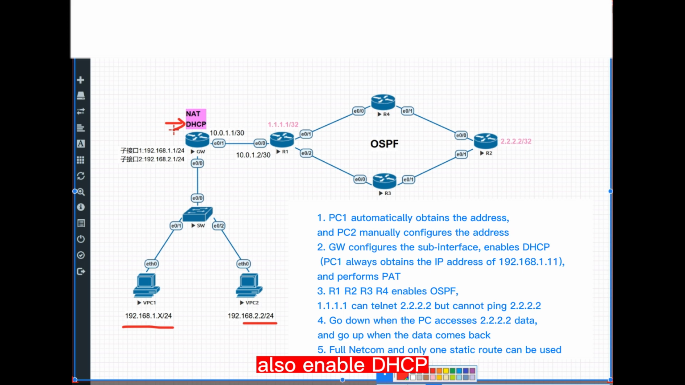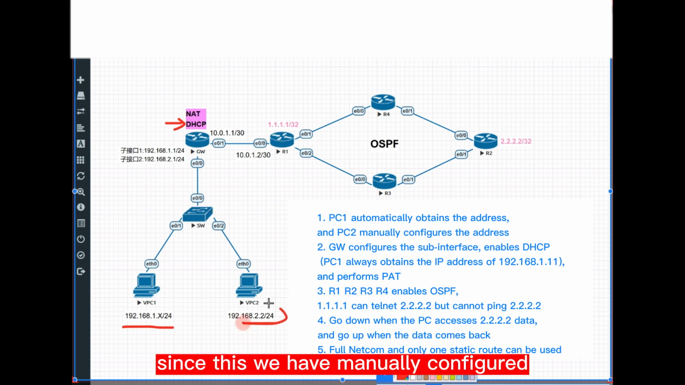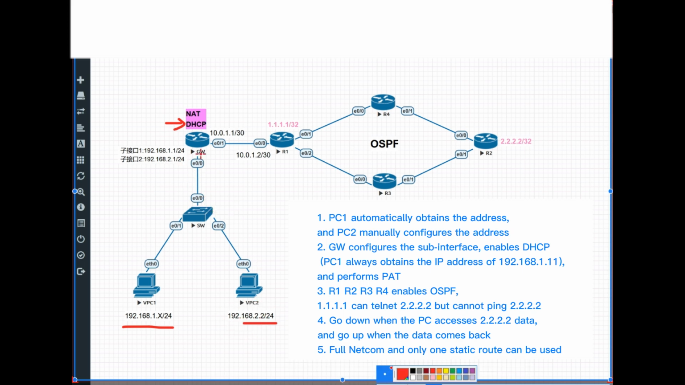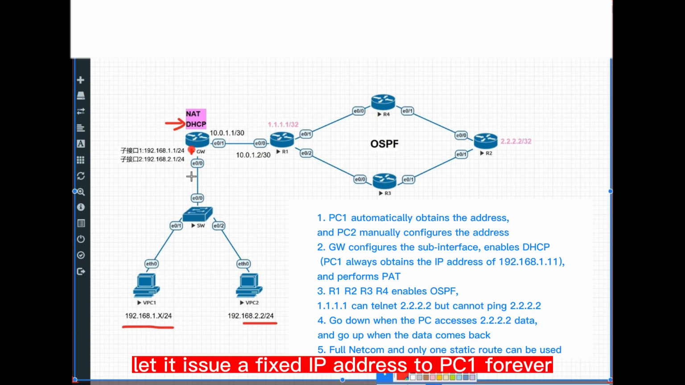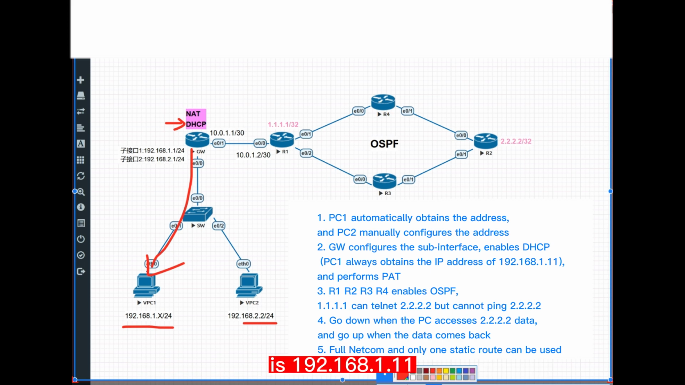Also enable DHCP. Since PC2 has been manually configured, it does not need to be issued an IP. Let it issue a fixed IP address to PC1 forever, which is 192.168.1.11. Issue a fixed IP for a fixed MAC. This is what we said before.